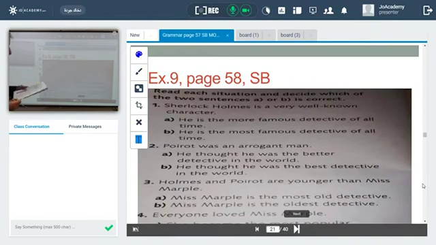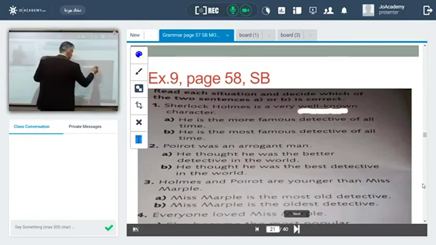The first one is saying Sherlock Holmes is a very well-known character. Well-known means what? Well-known means معروف.